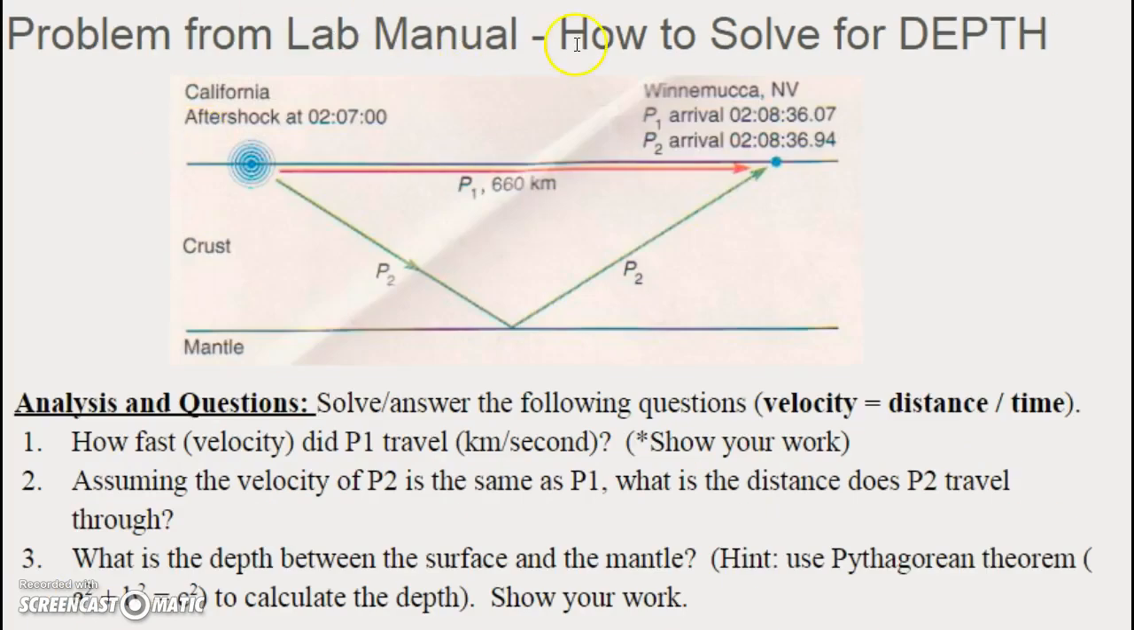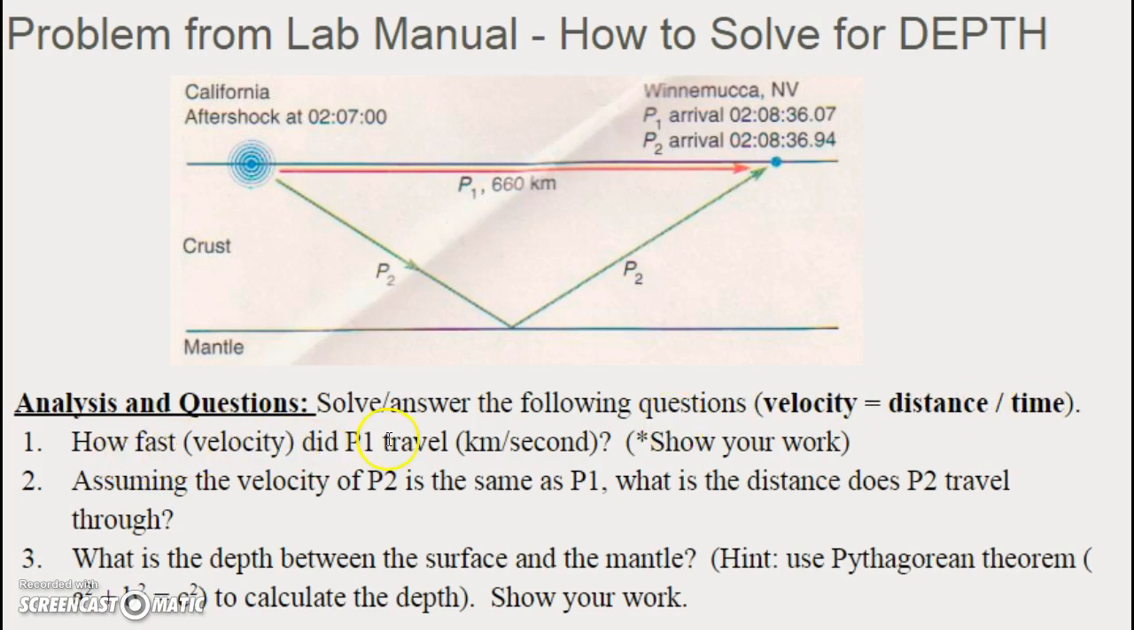So here's a problem from our lab manual. So we're going to solve for that depth. So this is how it actually looks, the type of problem I'm going to give you. So solve or answer the following questions. And you need to know that the velocity is going to be the distance traveled divided by the time which it took to travel there.